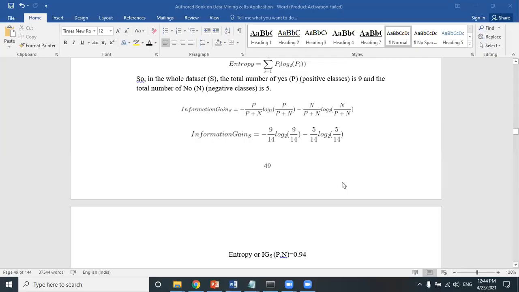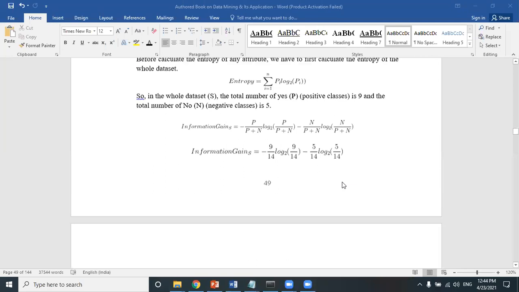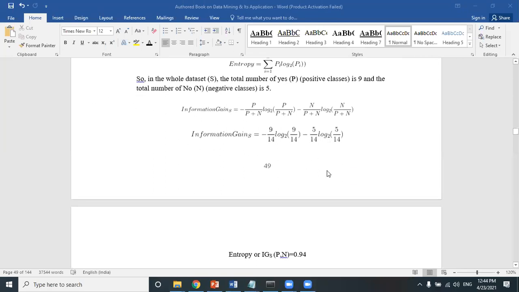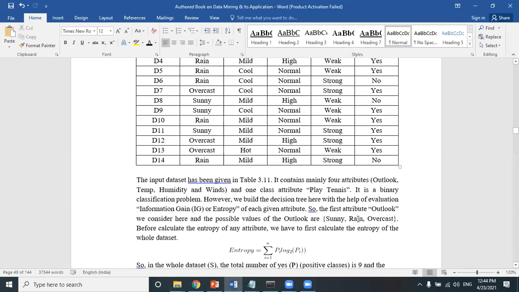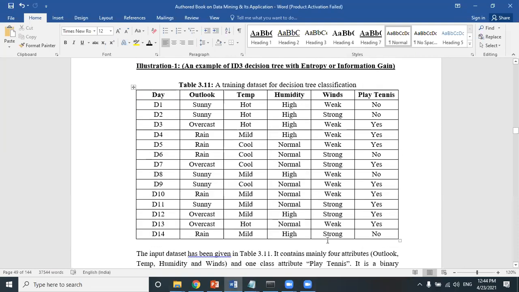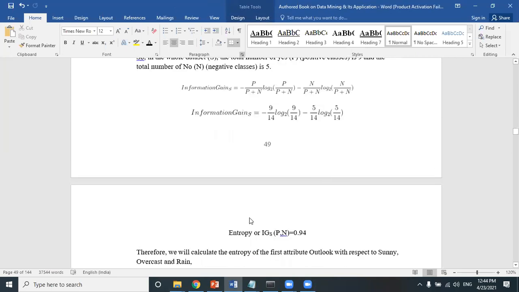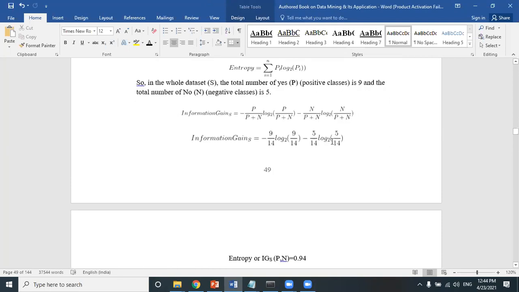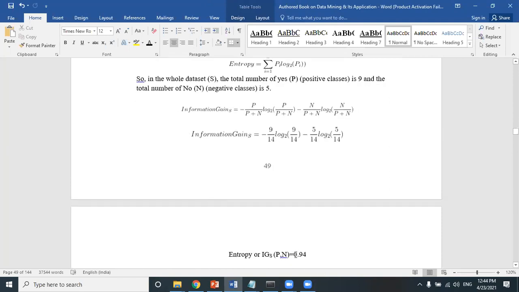Let's continue the discussion, and I'm sharing the screen again. So up to this, anyone has any doubt? Tell me. Do you understand how I have calculated the information gain for this given data set, for the entire attribute of the play tennis? Is it clear to everyone how I have calculated 0.94, the entropy or the information gain for the entire system?